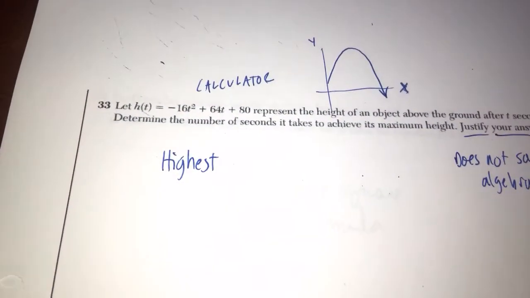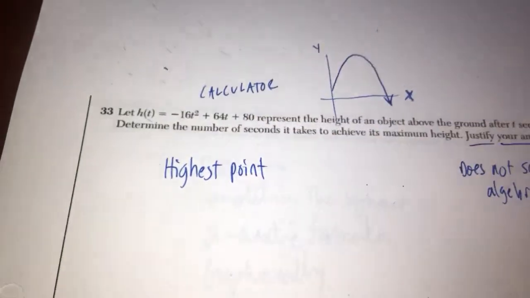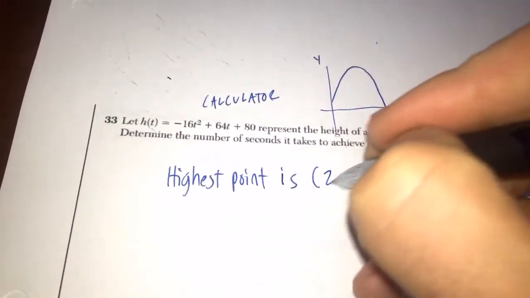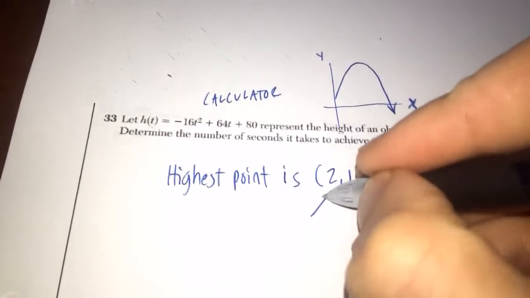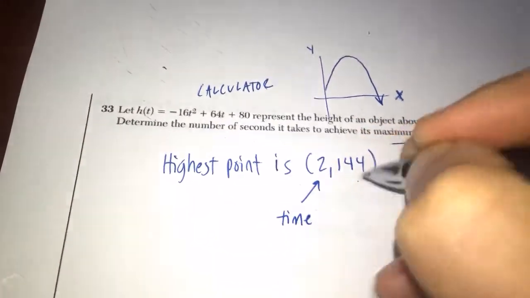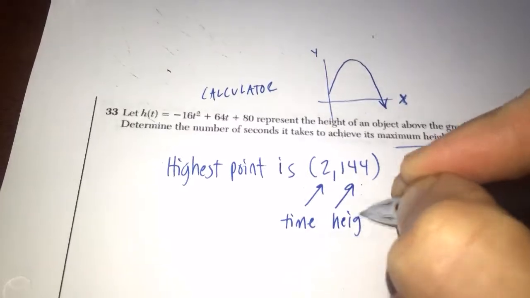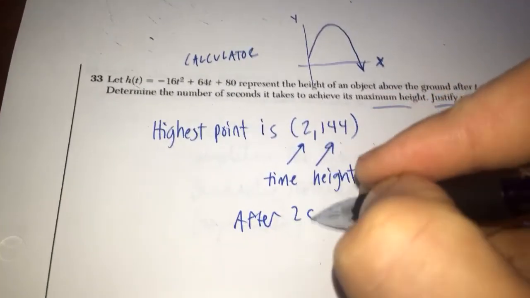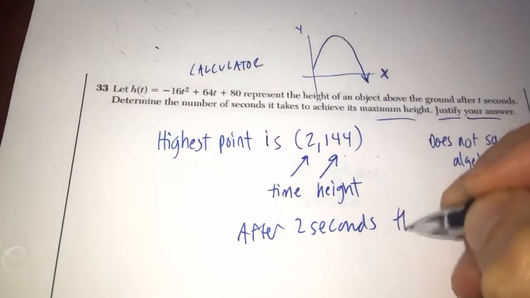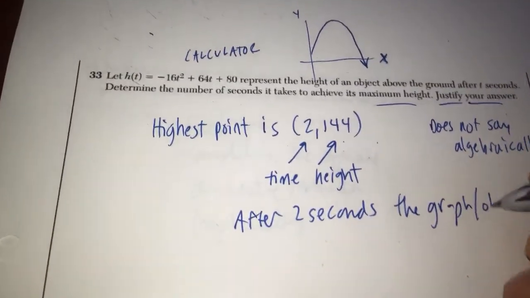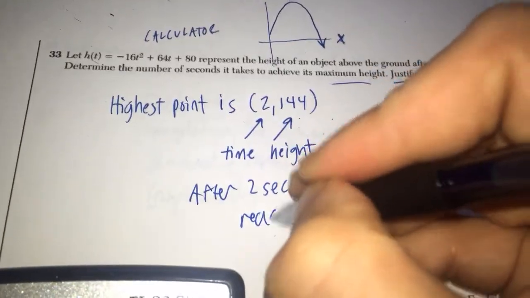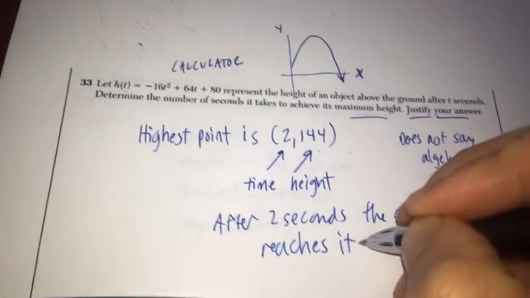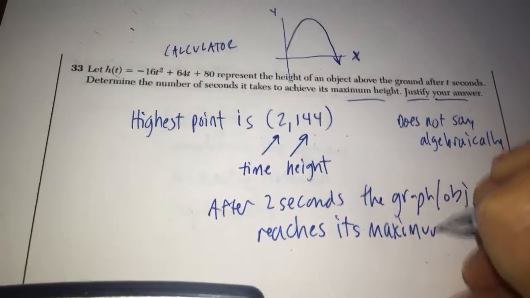You can call that 2. So the highest point, or the maximum height, is 144. The x-axis represents time, and the y-axis represents height. So after 2 seconds, the object reaches its maximum height.